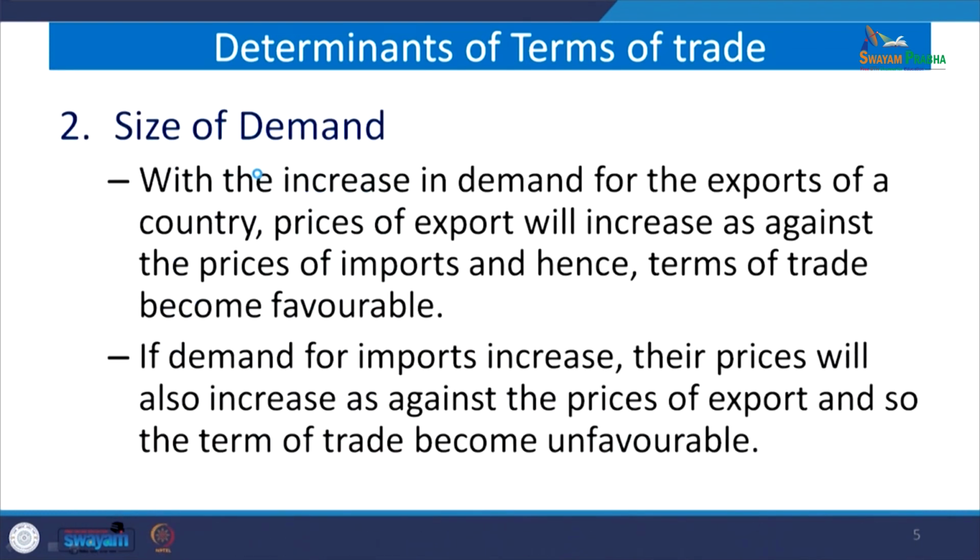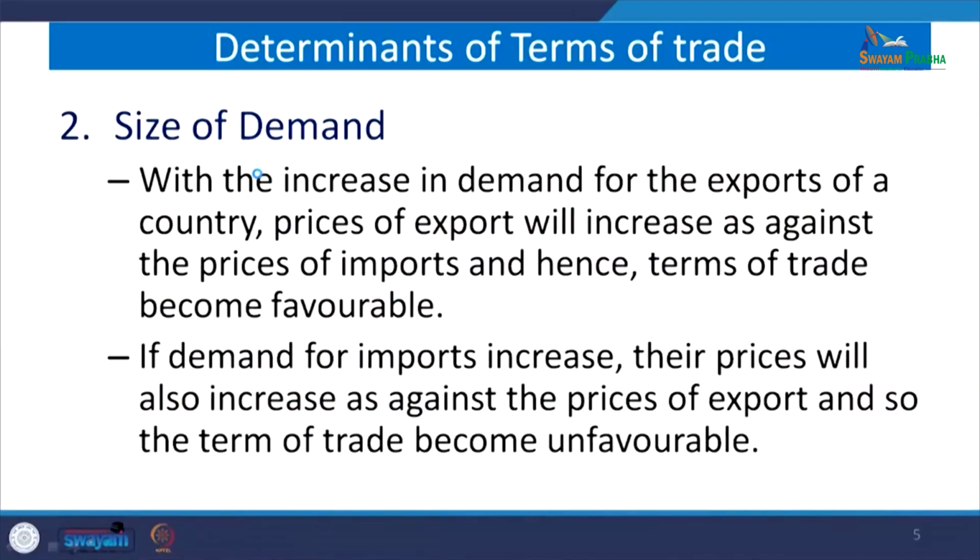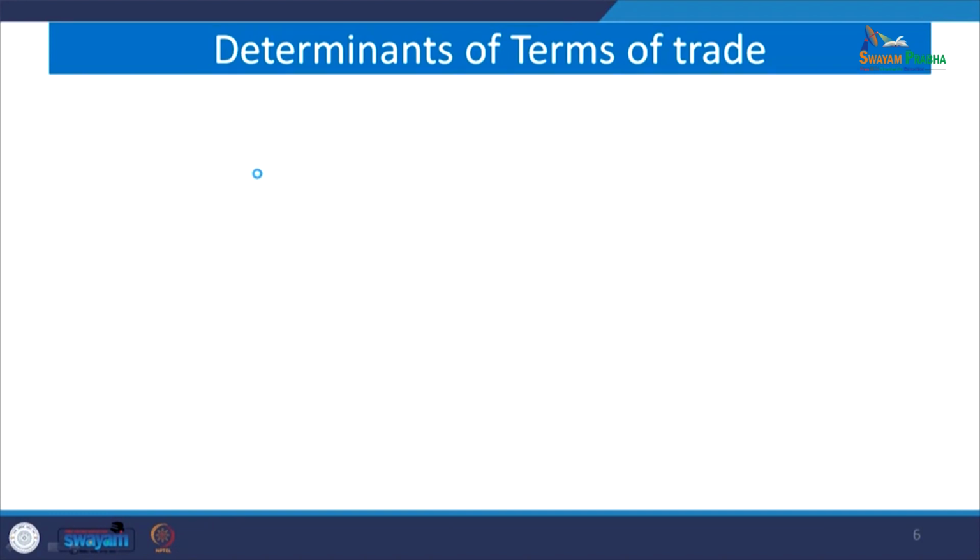Now, let us check the size of demand. The volume of demand really matters. With the increase in trade, or increase in demand for exports of a country, prices of exports will increase as against the price of imports, and hence terms of trade are favorable. So, the size of demand really matters, not just the elasticity; the extent of demand is also very important. If the demand for imports increases, then it will certainly be unfavorable.